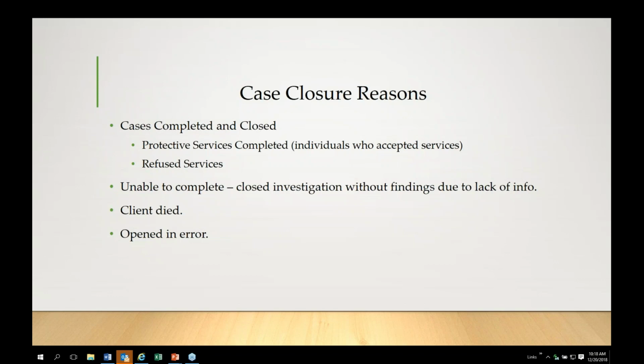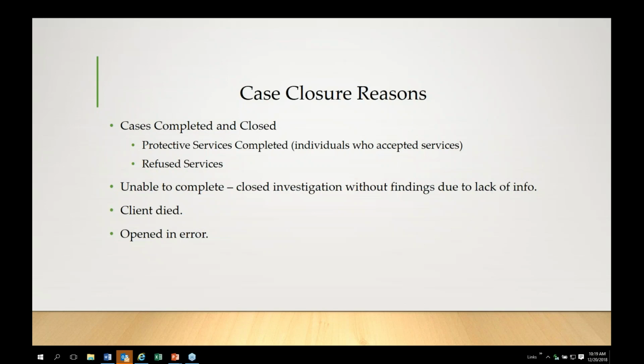There's another category, unable to complete, close the investigations without findings due to lack of information. This is where those NTDs go, where you just didn't get enough information to figure out whether the abuse actually happened or not. We don't want you to do those as inconclusive anymore. I know in the past that's kind of where people put them. If you don't have enough information to say whether the abuse occurred, we want you to put them here because you weren't able to complete the investigation and come to findings.